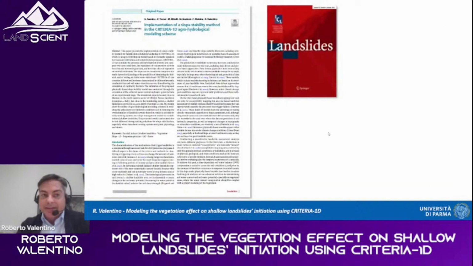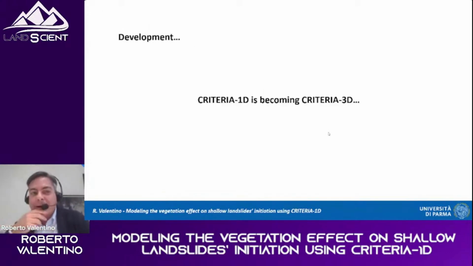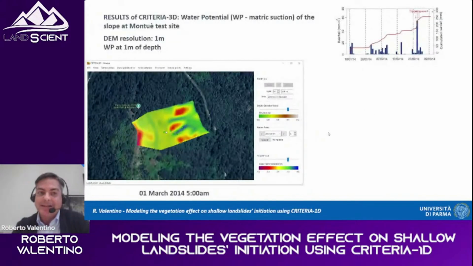The results of this research, at least in one dimension, have already been published, recently published in the Landslides journal. But after the publication of this paper, there was a development. So Criteria-1D is becoming Criteria-3D. So I would like to add some preliminary results showing the same test site of Montois and showing different 3D maps of the water potential of the slope at the Montois test site, with a DEM resolution of 1 meter, with water potential at 1 meter of depth.